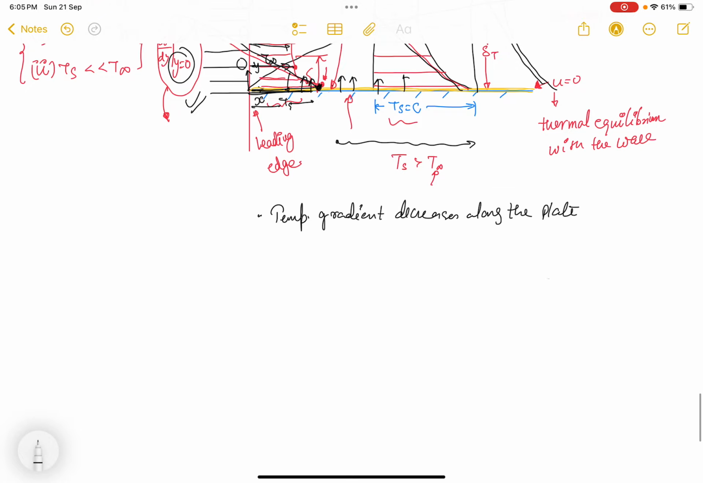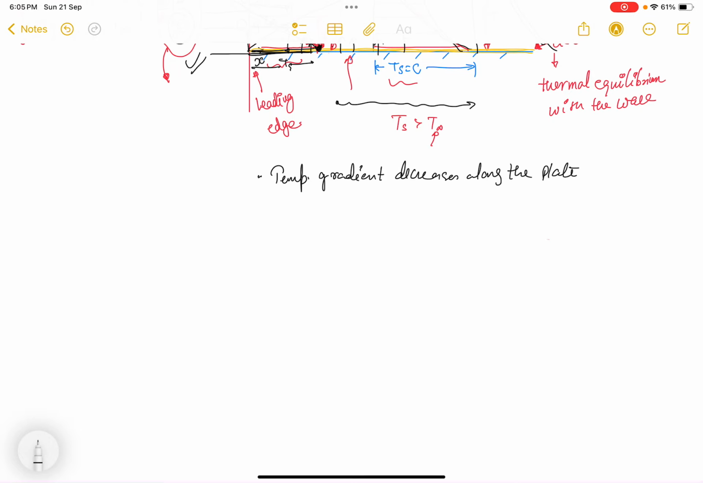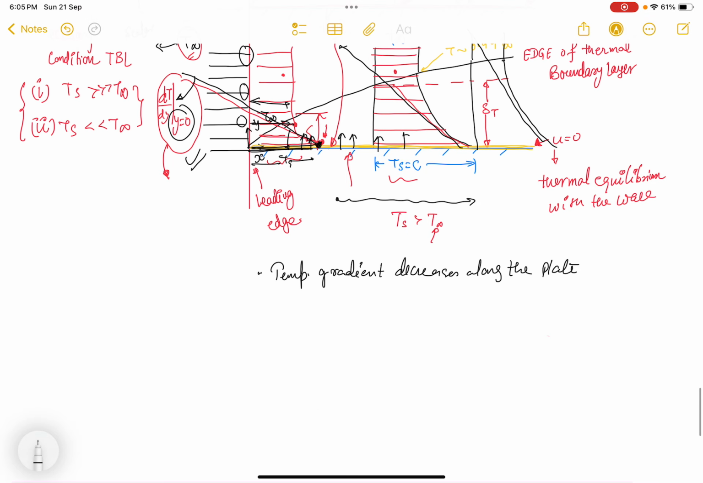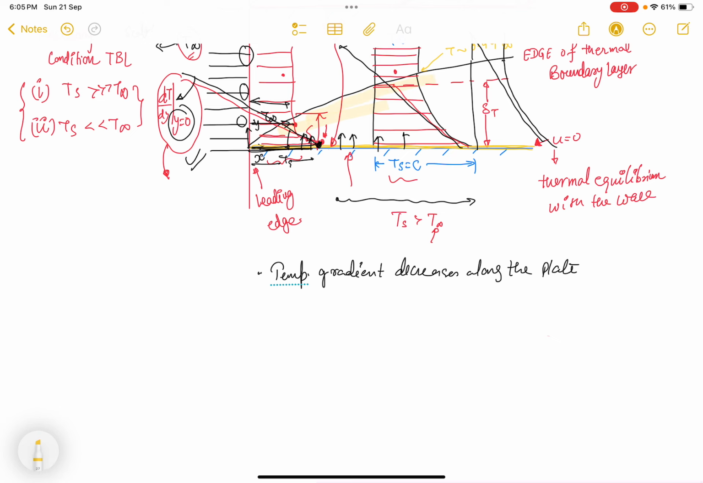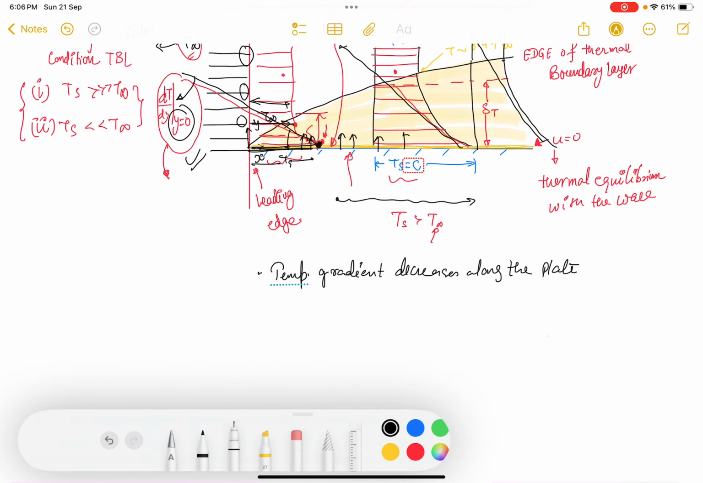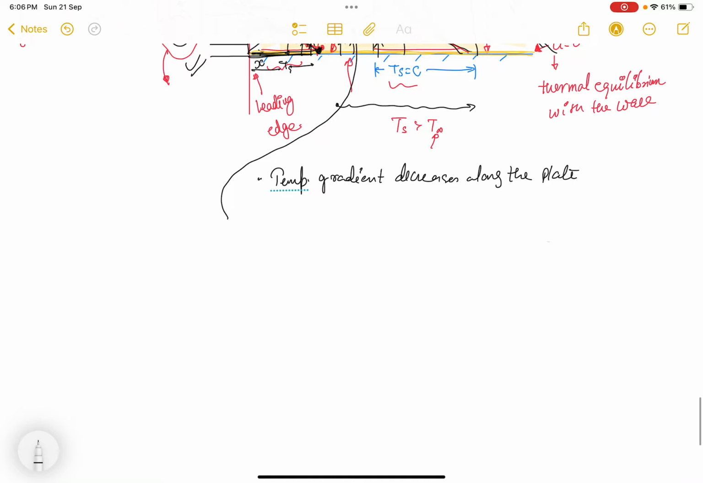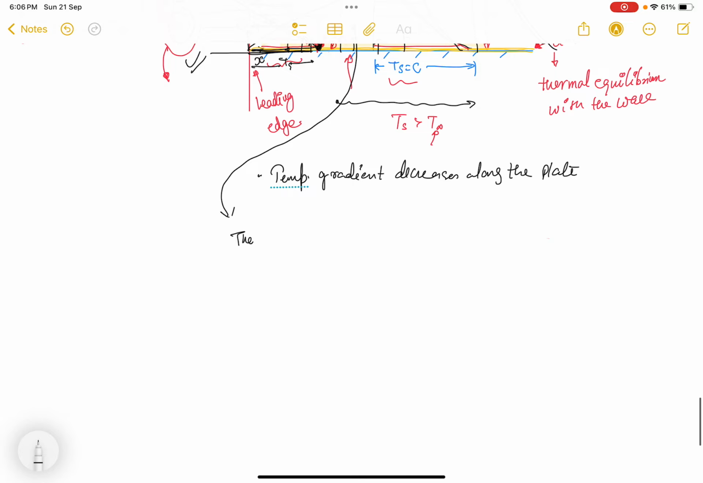Along the plate. So this thin region where temperature gradients are significant, which I am marking like this, is known as the thermal boundary layer region, because here temperature gradients are significant.